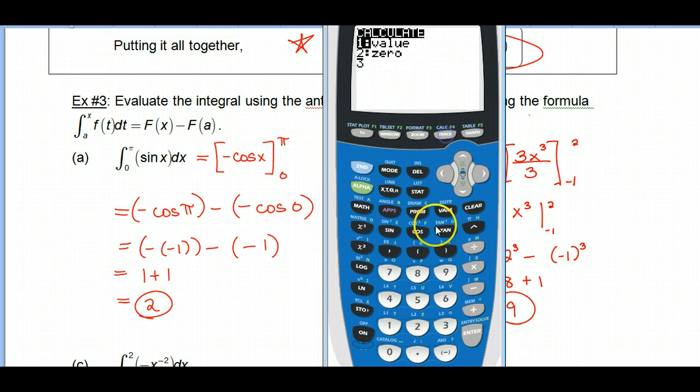And then if I want to check this on my calculator, again, we go to 7, and we went from -1 to 2, and we should get 9. So that means the area under the curve of x squared from -1 to 2 is 9. We just did it by hand, and we did that to check on our calculator. Are we okay with that now?